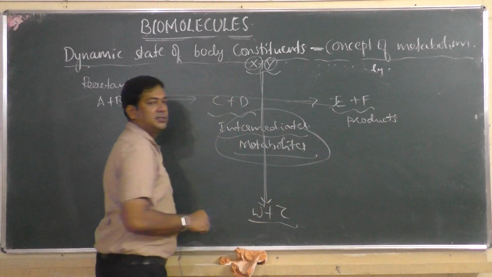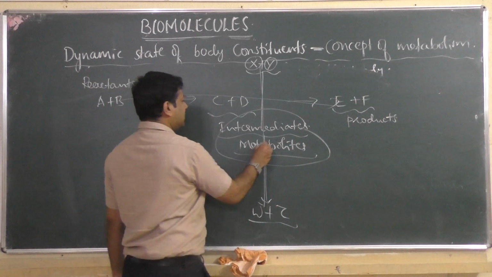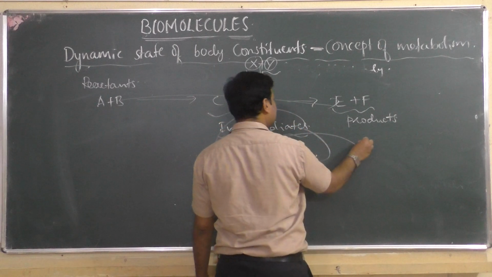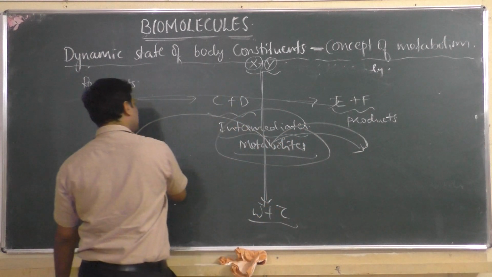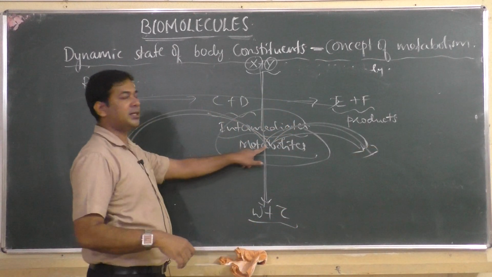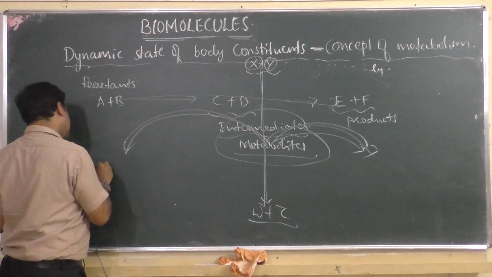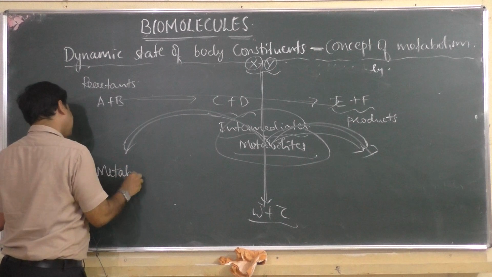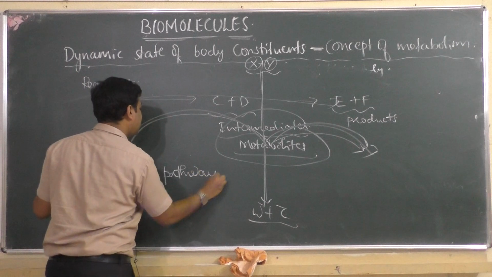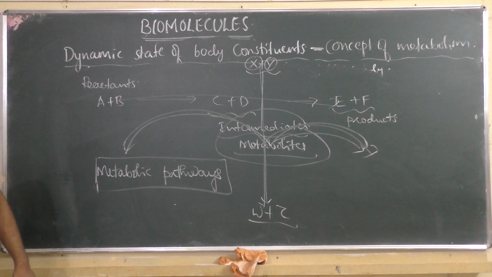The metabolites are linked with each other. Like this metabolite produces a product, and again that product can produce a metabolite and produce one more product. So it may produce a metabolite and produce a product again. Like that, metabolites are intermediates which are continuously linked, and that is called metabolic pathways. Metabolic pathways, important.